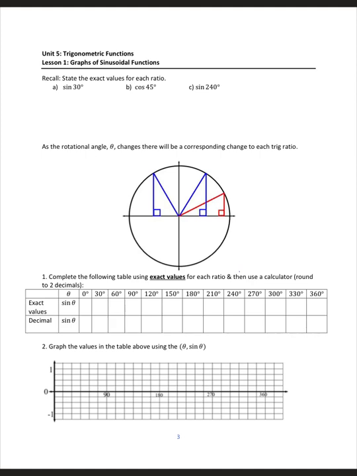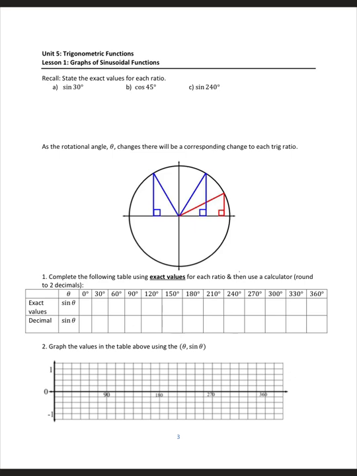Good morning, everyone. Today we're doing Unit 5, Lesson 1, Graphs of Sinusoidal Functions. So we're going to continue exploring sinusoidal functions, a continuation from looking at them on a Cartesian plane like we did in Unit 4. So first we're going to look at some of these ratios.